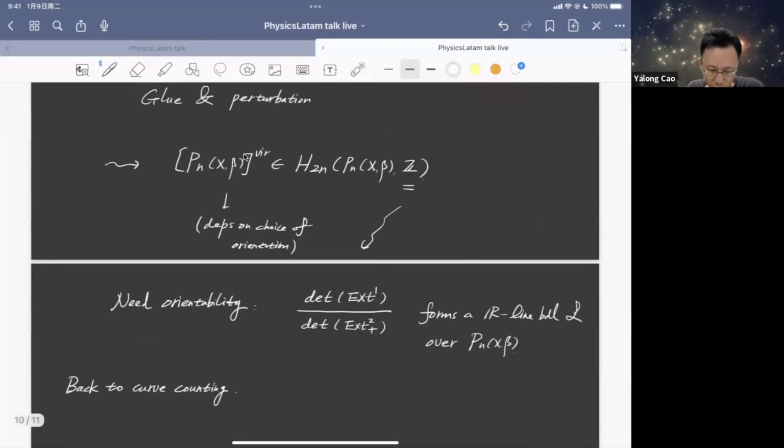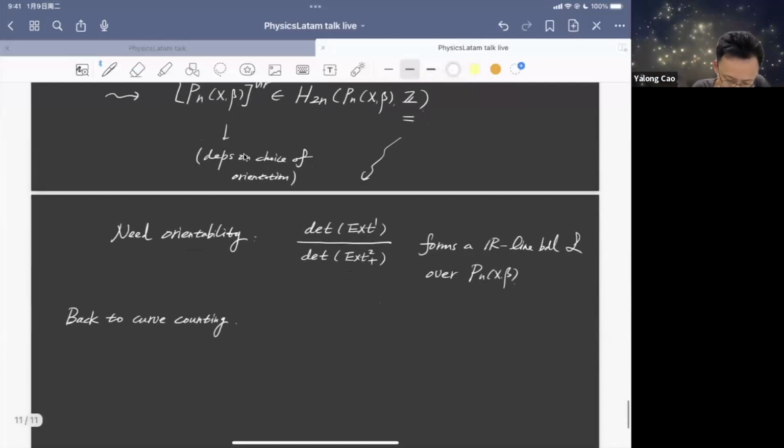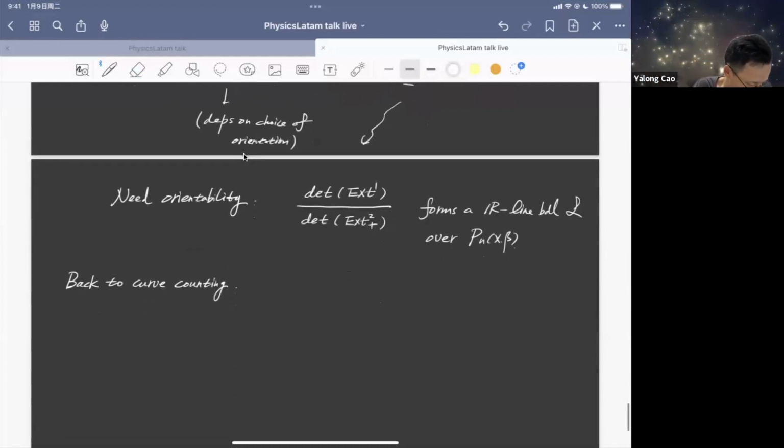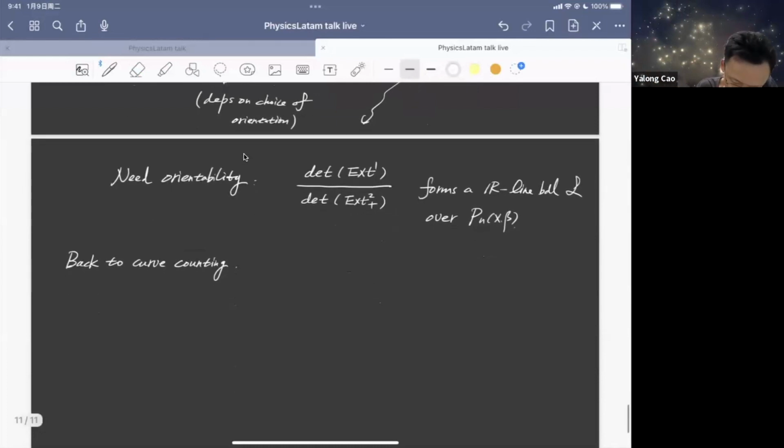So remember, what we do is similar to the Gopakumar-Vafa case. We need to cook up some natural cohomology class over the moduli space. In this particular case, we define the following so-called insertions, which is a map from the degree 4 cohomology class of X to the degree 2 cohomology class on the moduli space.